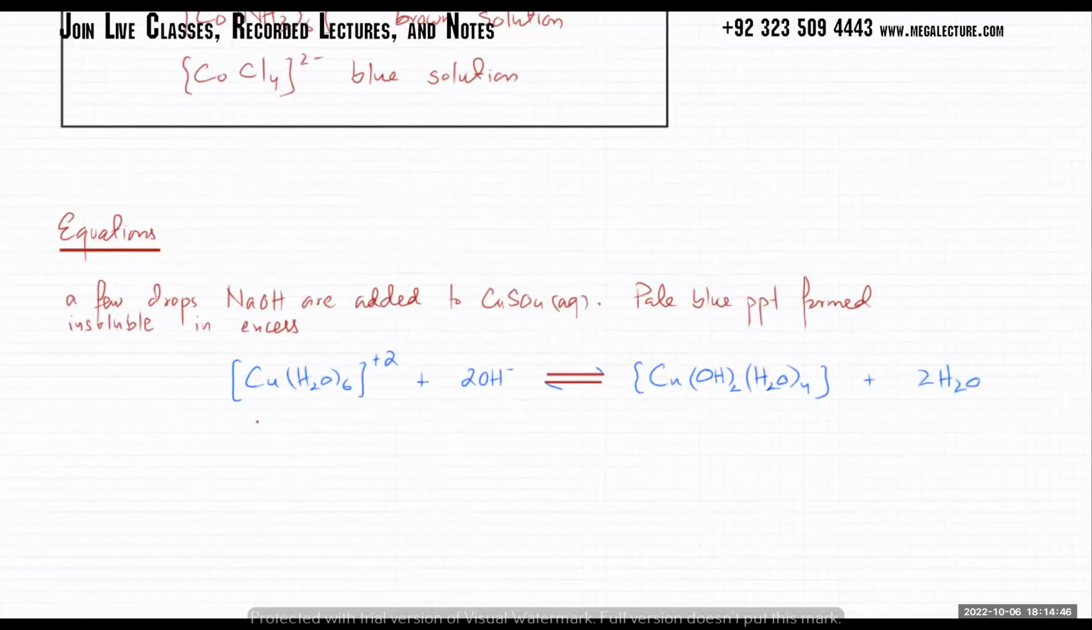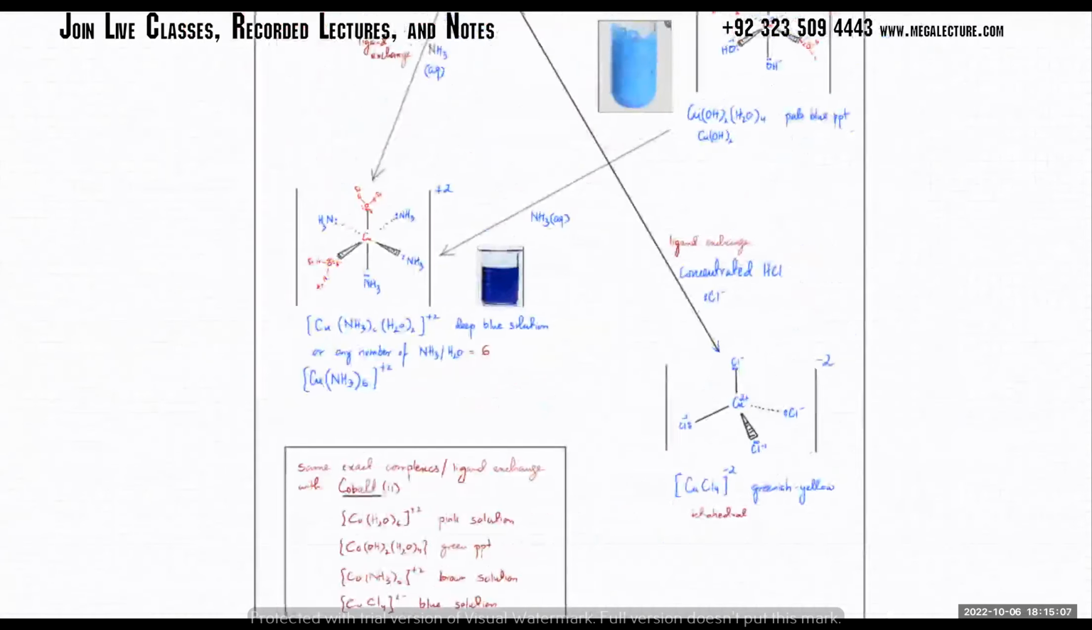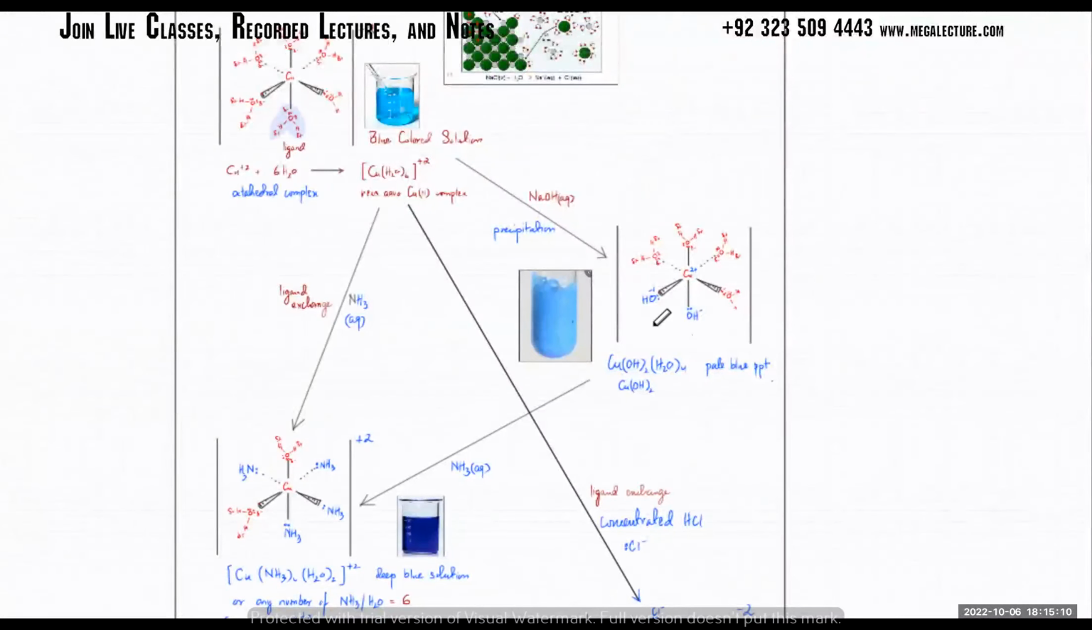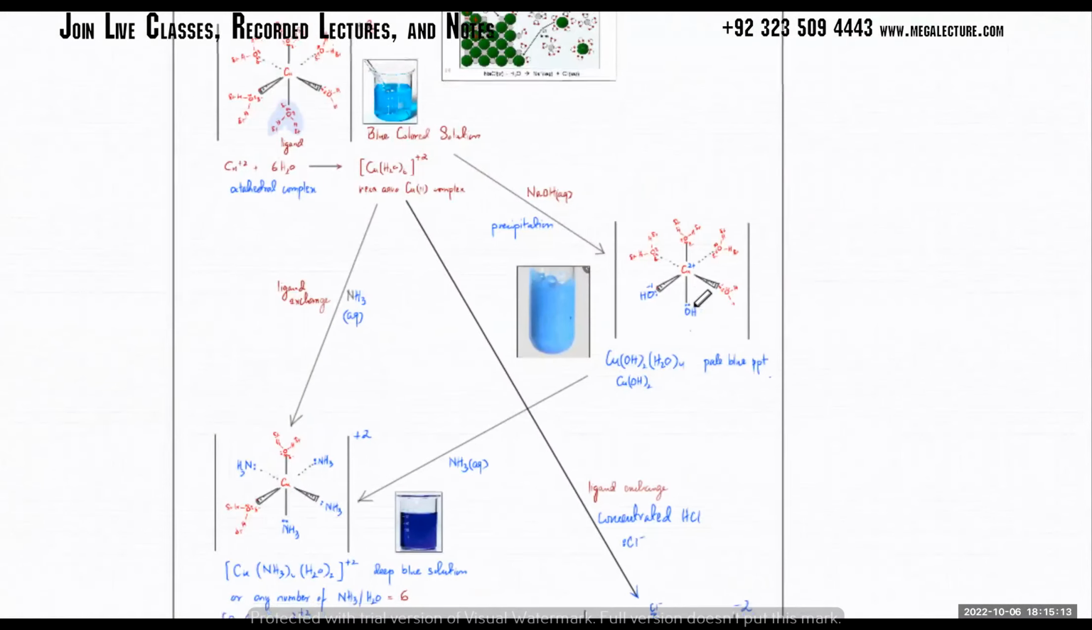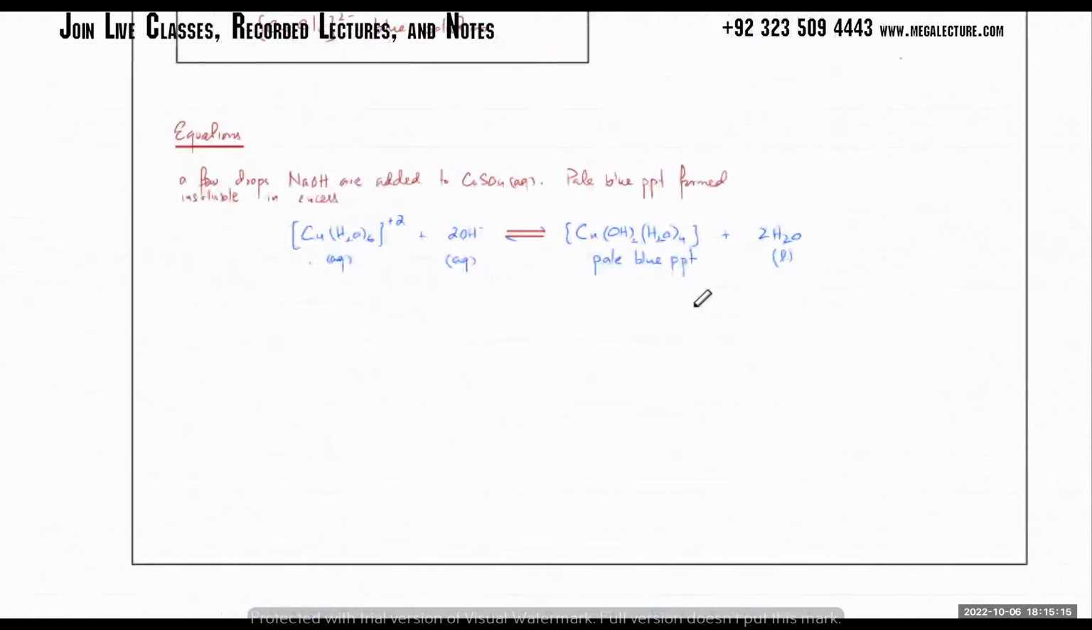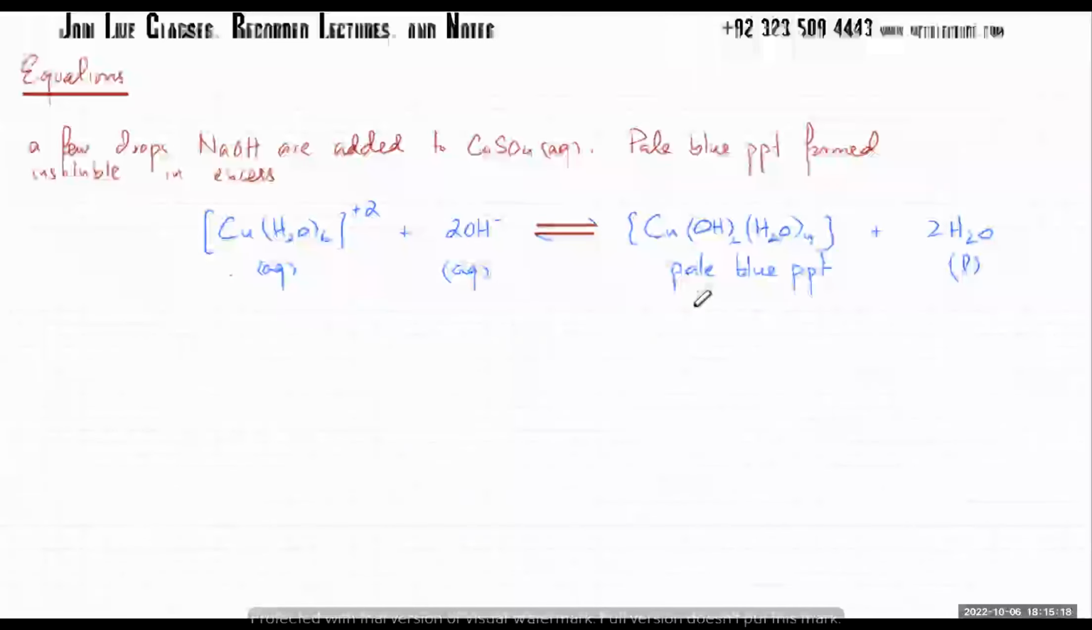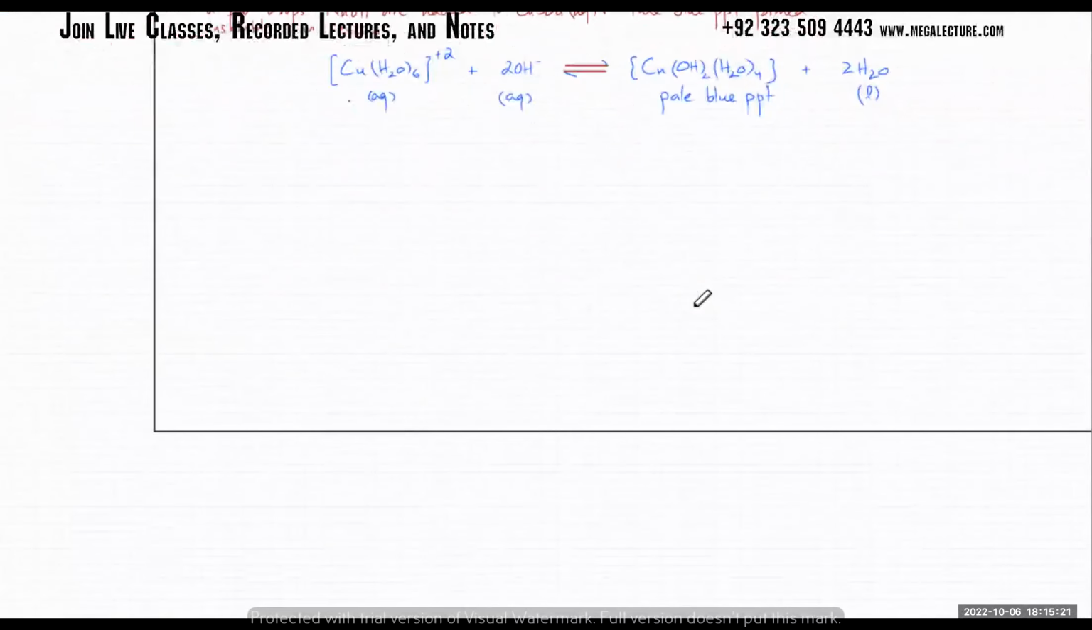Everything is aqueous. The NaOH added was also aqueous. This is your solid, a pale blue solid is formed. And that water is a liquid. So the same reaction that we did, I've just written down an equation for this. It's this one, where the 6 water molecules, some of them get replaced by OH ions. That's the reaction. Okay, is this clear? Yes, sir.